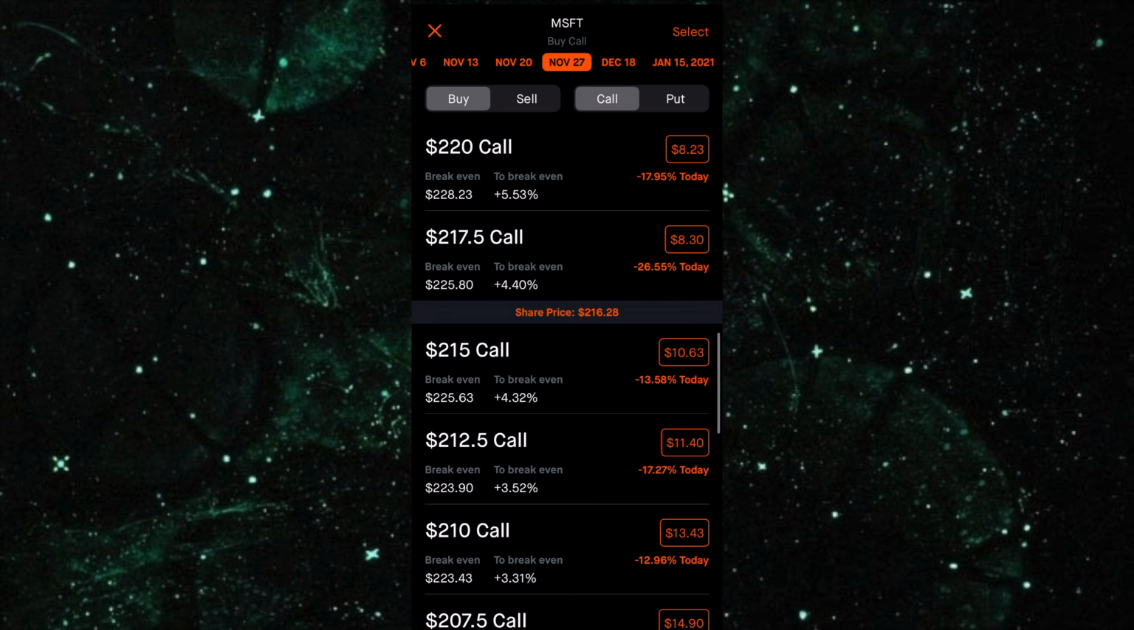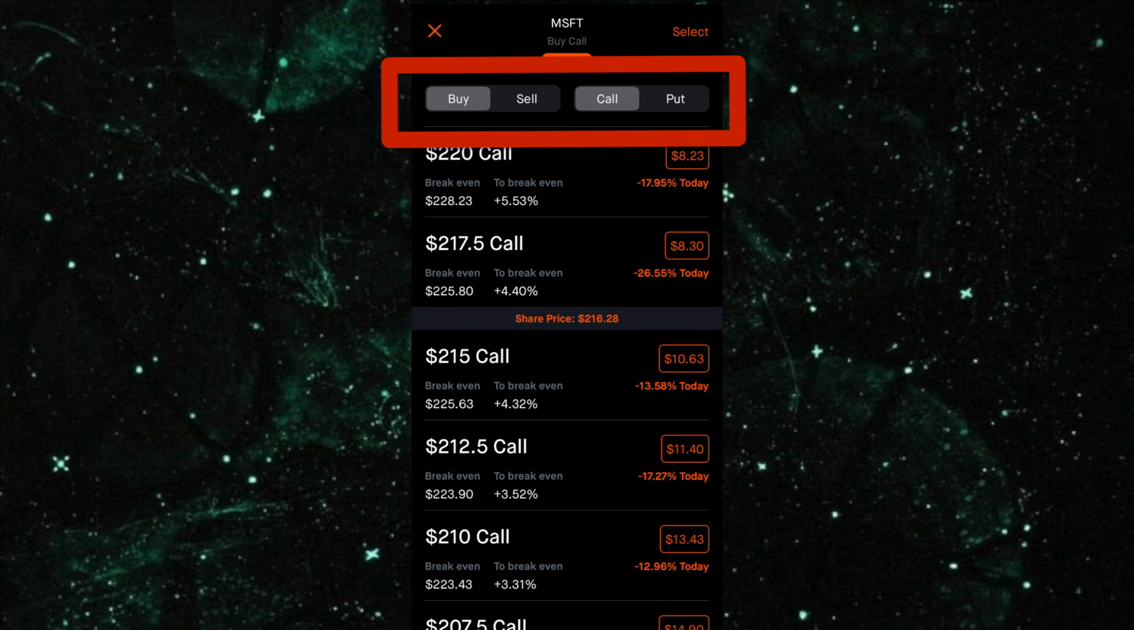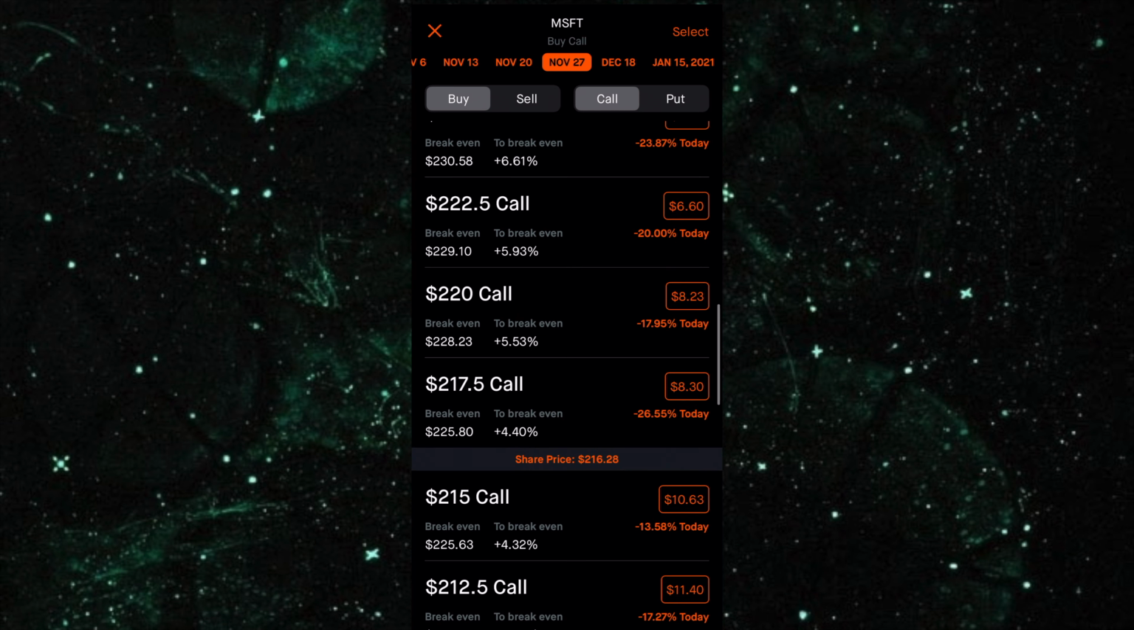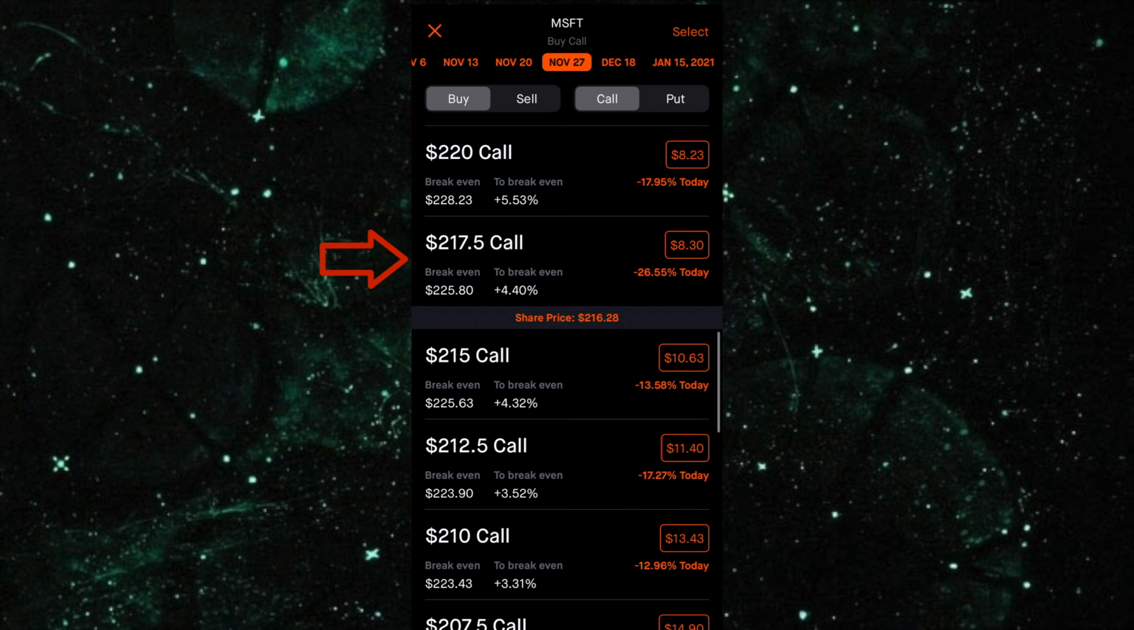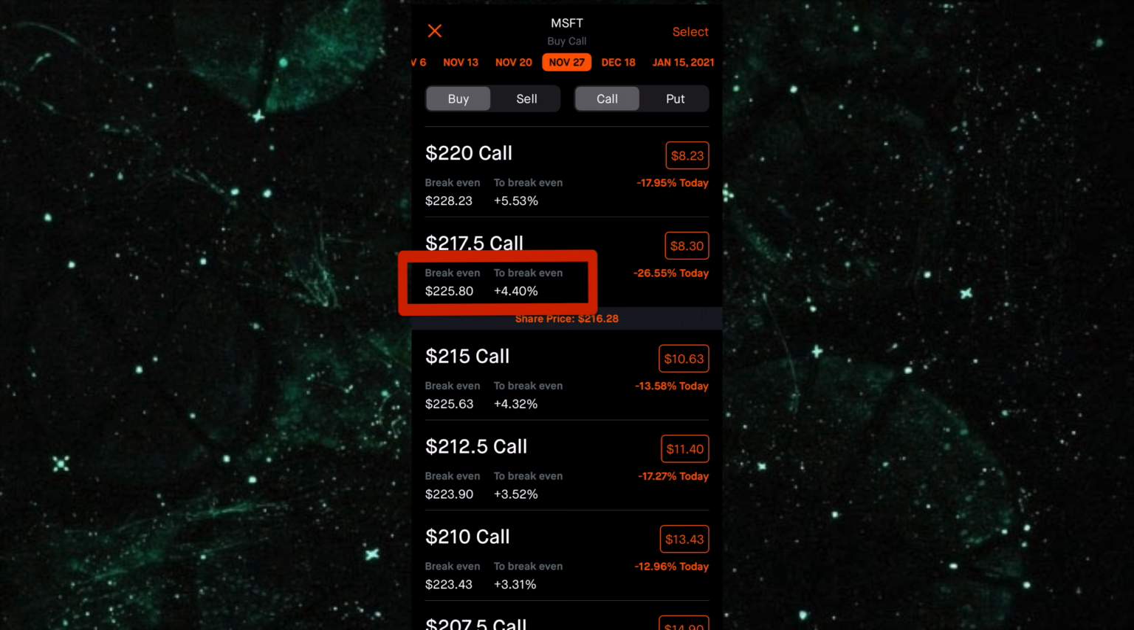Make sure that the toggle switches are both on buy and call. So we want to scroll all the way to the share price, also known as the stock price. Most of the time I usually go with the contract that is directly above the share price. In this instance it would be a call at $217.50. We also have these helpful indicators on the bottom of each call.